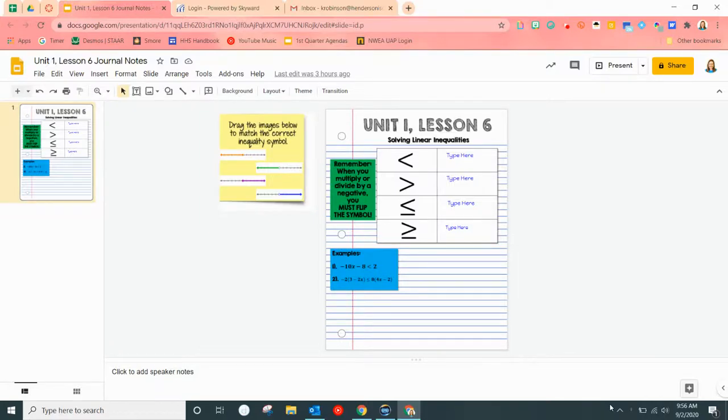Hey guys, okay, so today we're going to move on and talk about solving inequalities. This is the last concept that we're going to learn before we take our Unit 1 test.